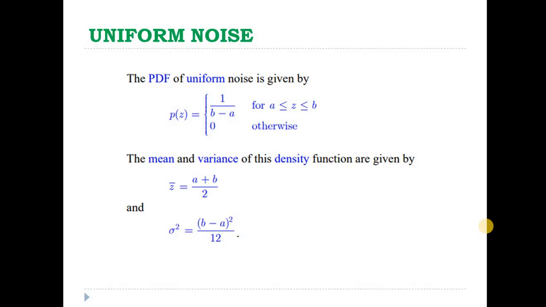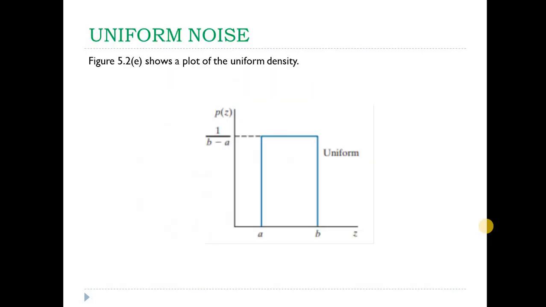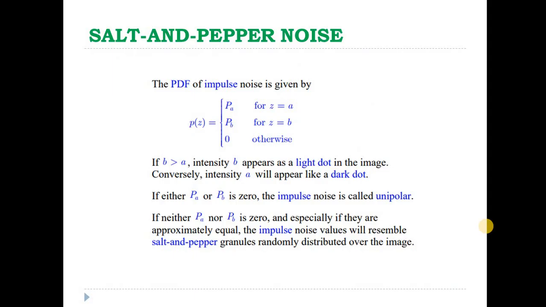Next, let us come to the uniform noise. For uniform noise, the probability density function will be uniform. So P(z) = 1 by (b − a) for a less than or equal to z less than or equal to b, and 0 otherwise. The mean is (a + b) by 2, and the variance is (b − a) whole squared by 12. You can visualize it here from a to b. The probability is 1 by (b − a), which is constant, and from 0 to a and from b to infinity it is equal to 0.